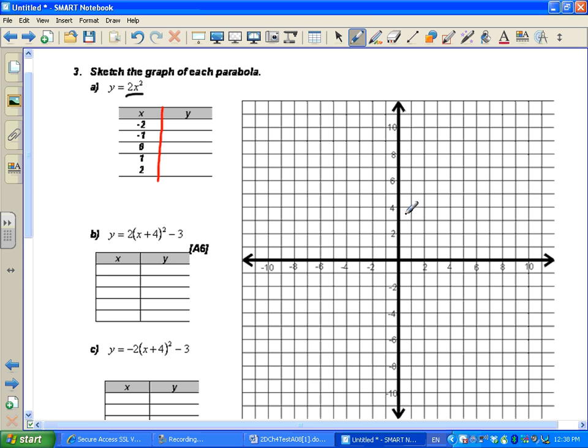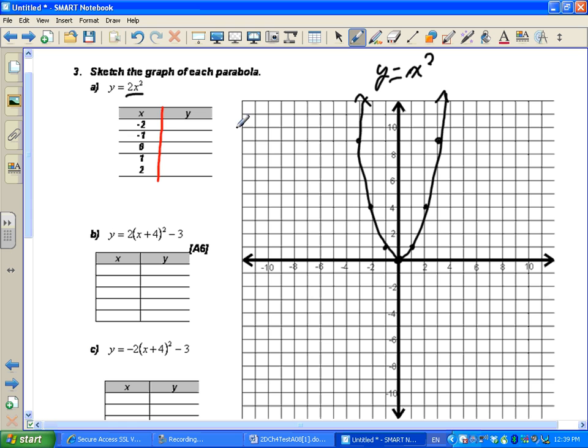I'll graph our normal y equals x squared. We know that that vertex is at the origin. And if we were to draw it, we would go over 1, up 1, both ways. Over 2, up 4. If we go over 3, how many do we go up? That's right. So if we take a look at this, this is our original parabola.